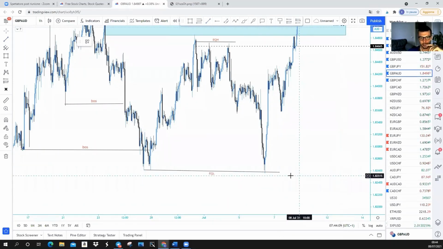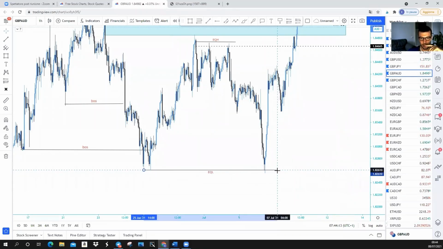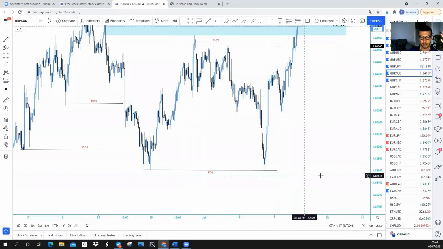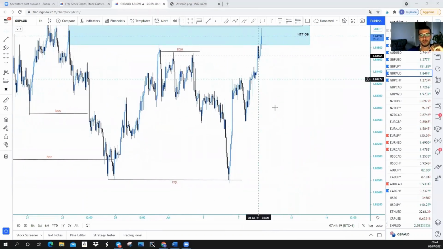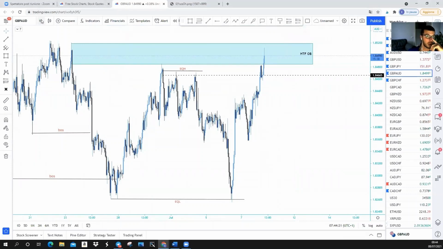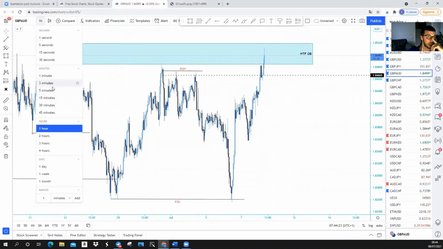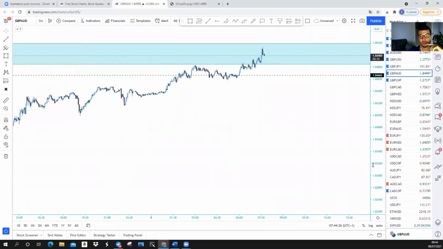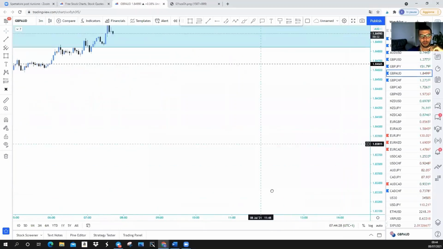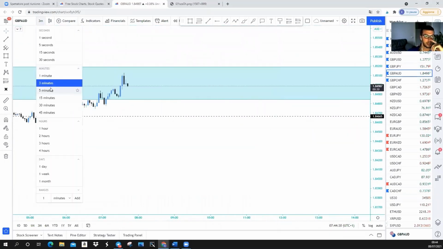I mean, again, they're not perfectly equal. As you can see, it's not like this, it's a little bit this, but still not perfect. These are equal lows, okay? Now let's go on lower time frames and see what's happening. One minute.